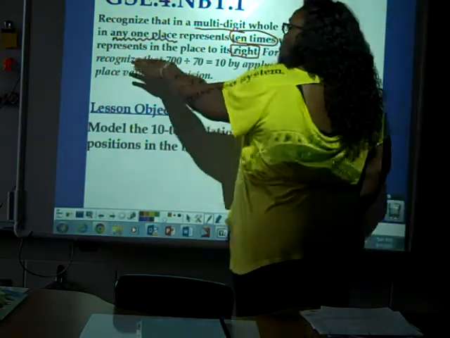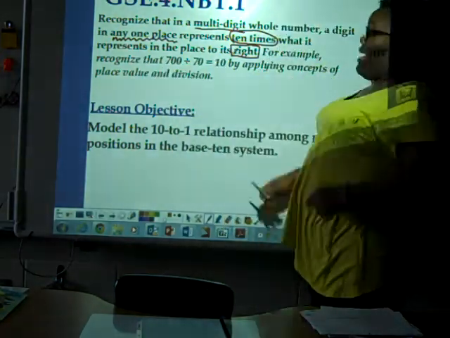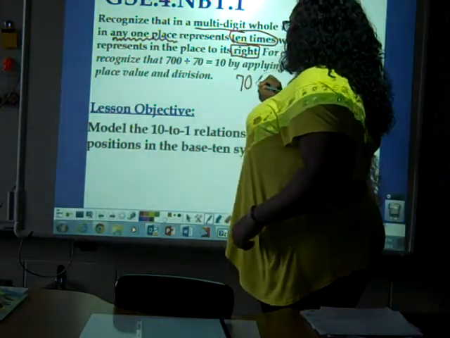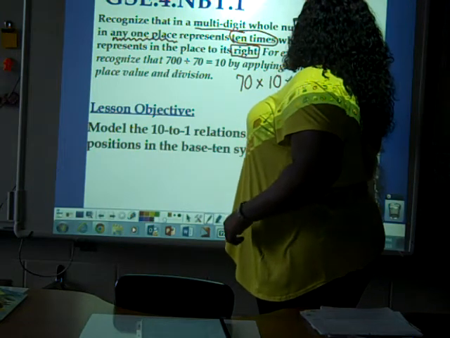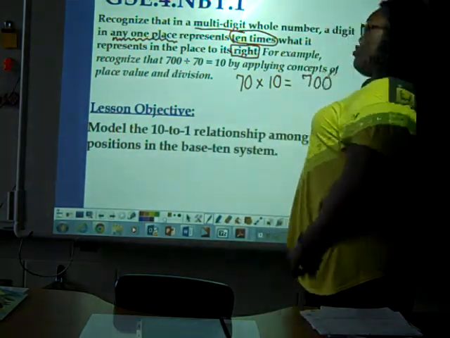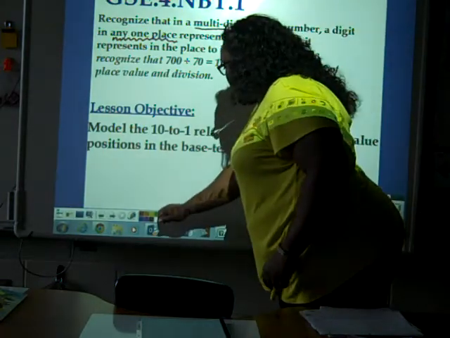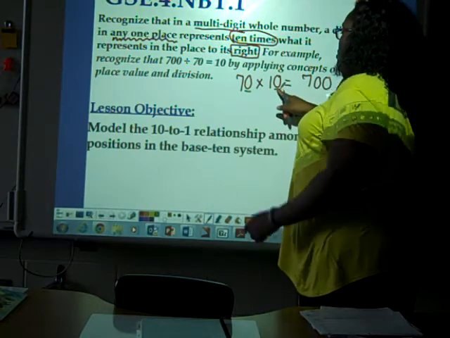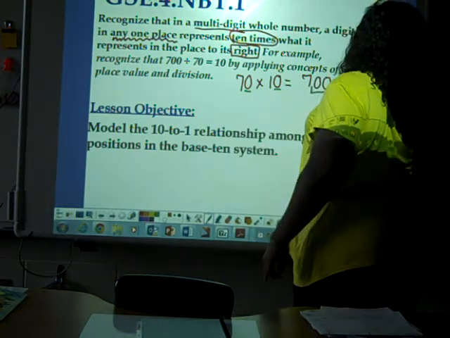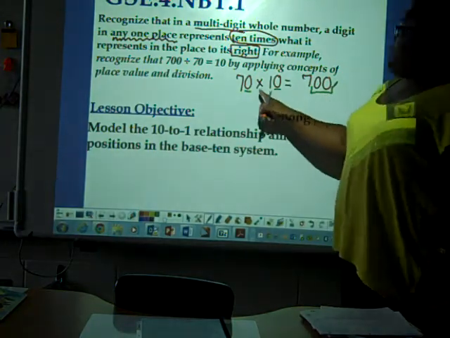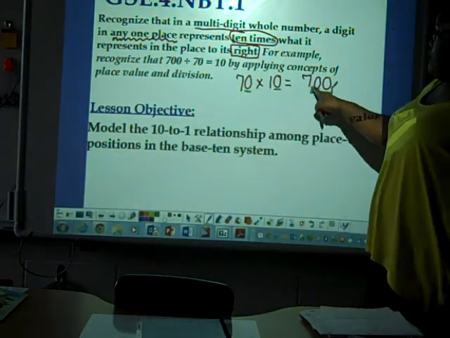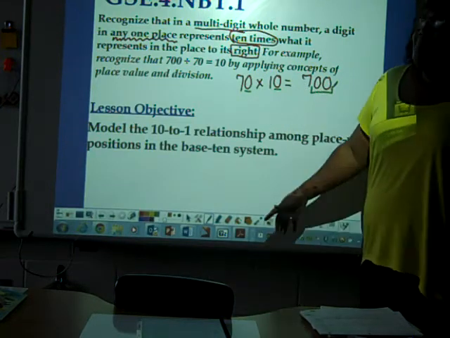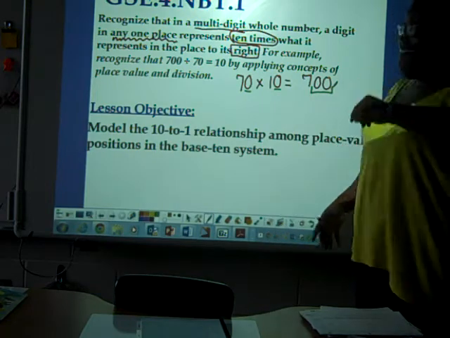For example, recognize that 700 divided by 70 equals 10. Now if I take this 70 and multiply it by 10, it's going to give me 700. And then if I look and see how many zeros I have, 1, 2 zeros in my product. 70 times 10 equals 700. Don't you just love math?